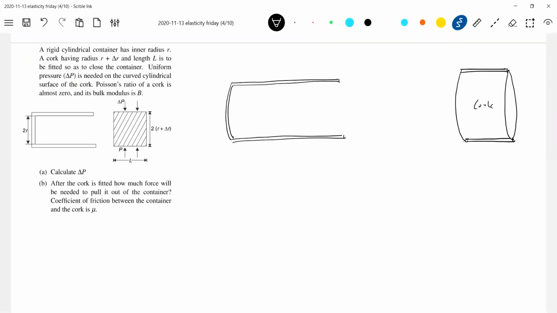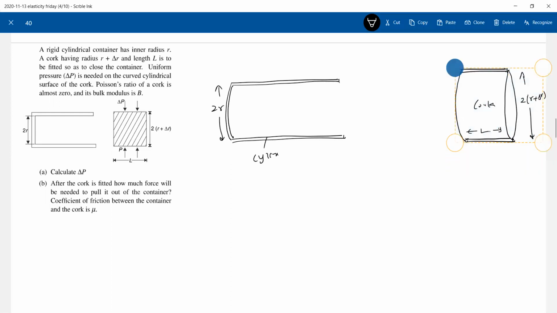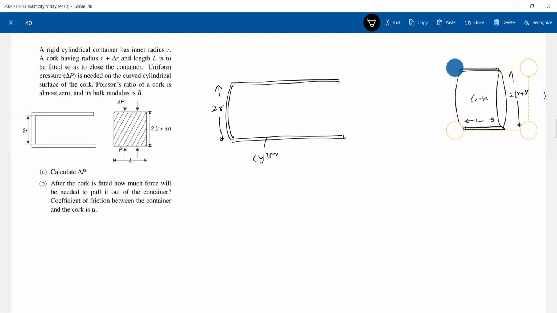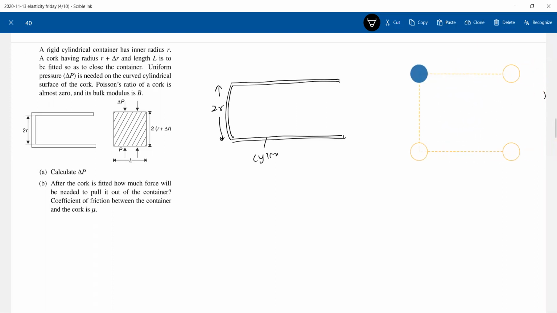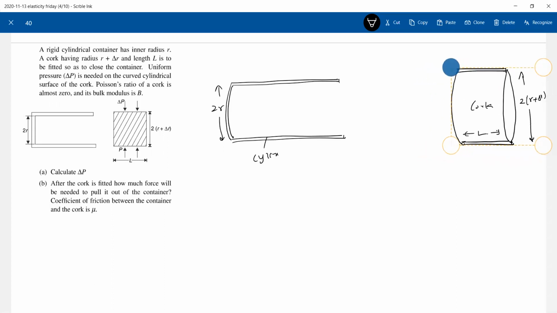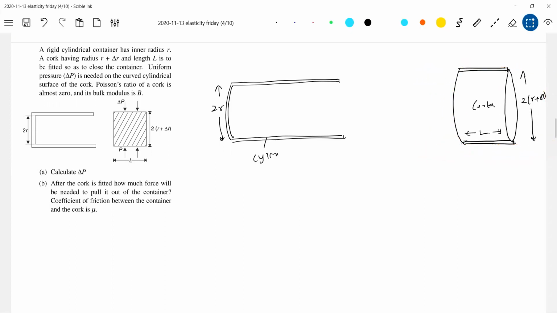So what is the radius? This will be 2R plus delta R. So the length of this is L. What shall I do to this cork to get it in, and what is the diameter of the cylinder? It is 2R. It should get into the cylinder. I think the cork has become very thick, no?